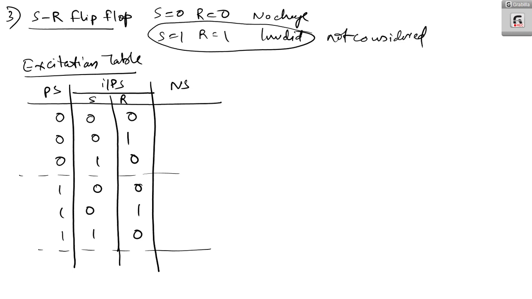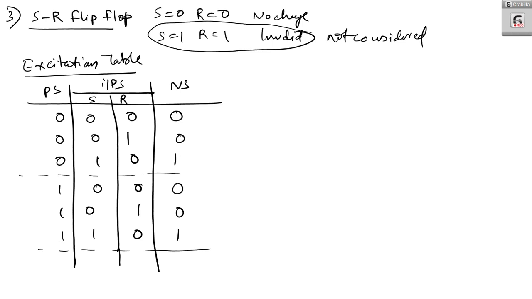Okay. Now, here, if present state is 0 and S is equal to 0, R is equal to 0, present state remains as next state. Here reset, it is 0. Here it is set, so it becomes 1. So S is equal to 0, R is equal to 0, there is no change, that is 0. This is reset. So 1 will be reset to 0. Now here what happens? It is set. So 1 will be set to 1. So that is the next state.